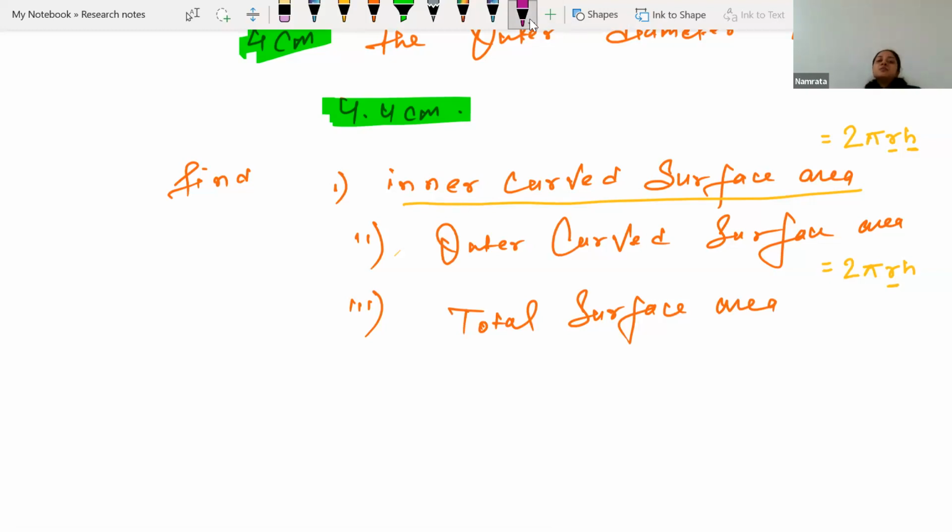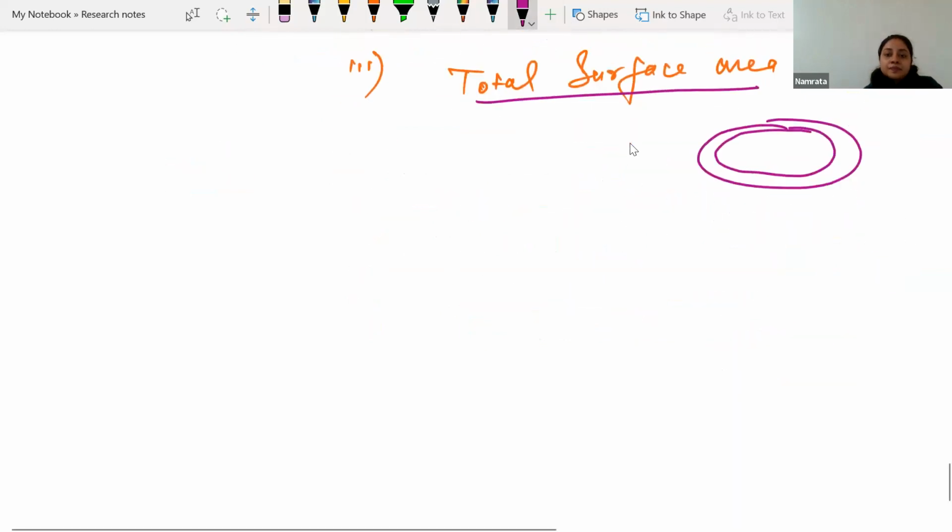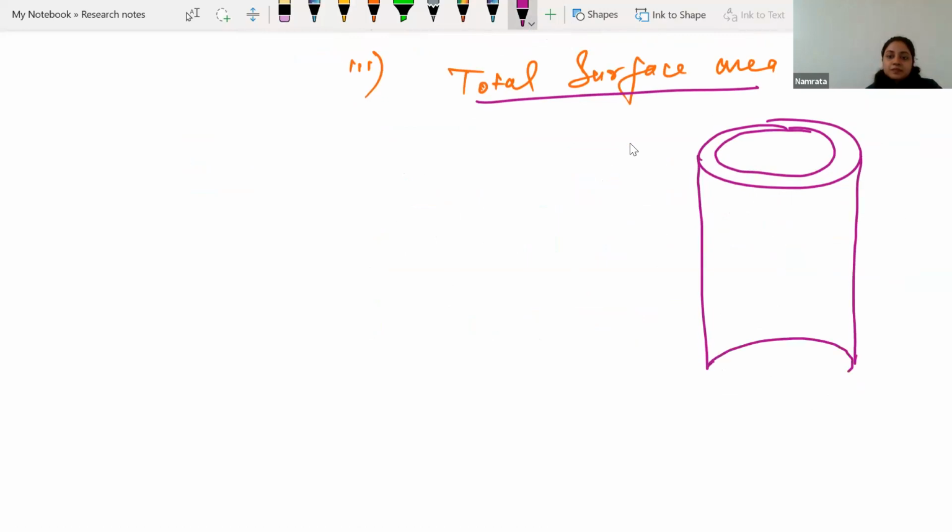The third part is what? For the third part only I have chosen this question to discuss with you. So total surface area means, if I am drawing a pipe, here we were having a thickness as well. This is the thickness.